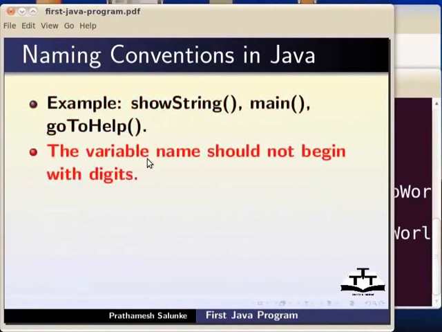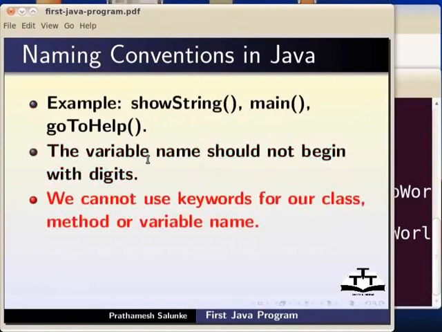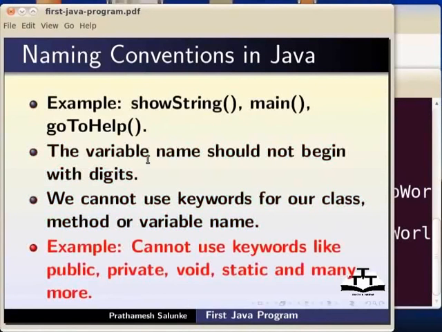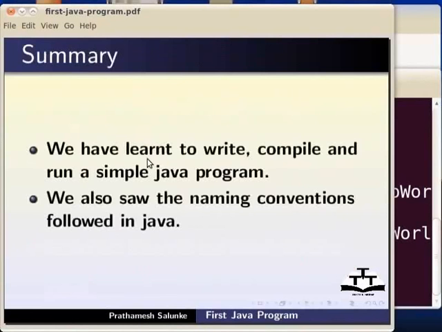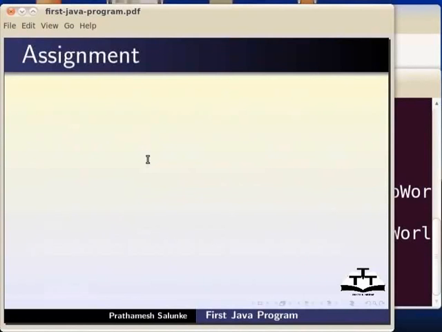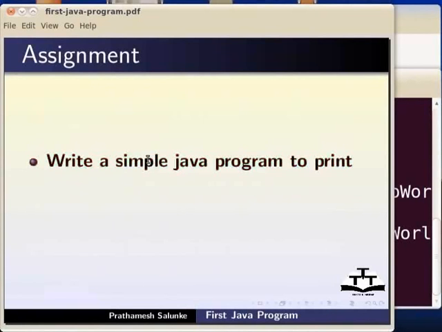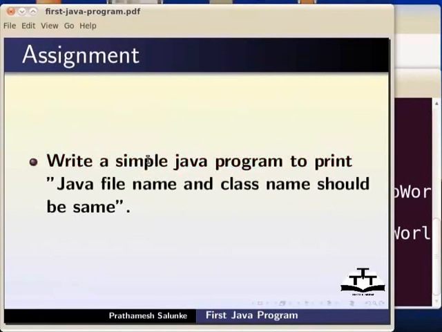The variable name should not begin with digits. We cannot use keywords for our class, method or variable name. For example, cannot use keywords like public, private, void, static and many more. So in this tutorial we have learned to write, compile and run a simple Java program. We also saw the naming conventions followed in Java. For self-assessment, write a simple Java program to print Java file name and class name should be same.